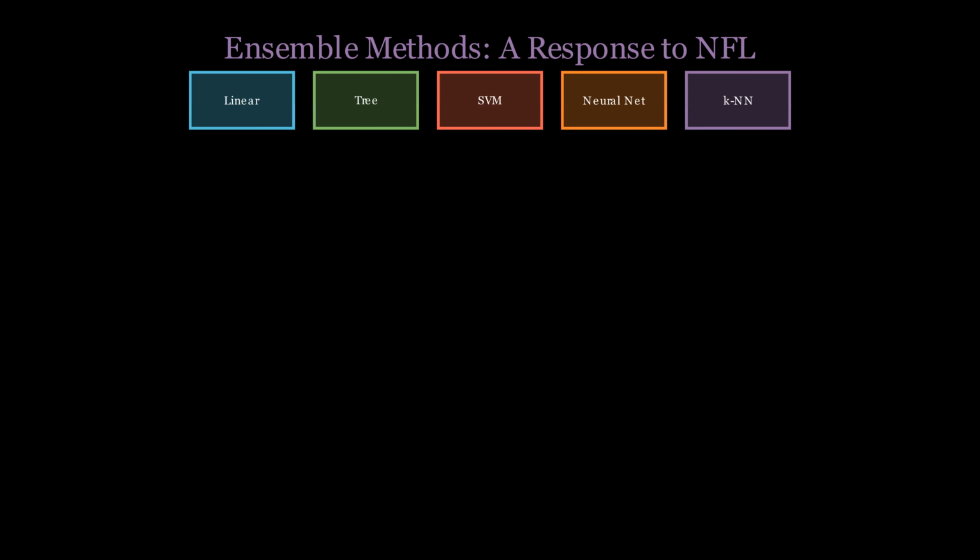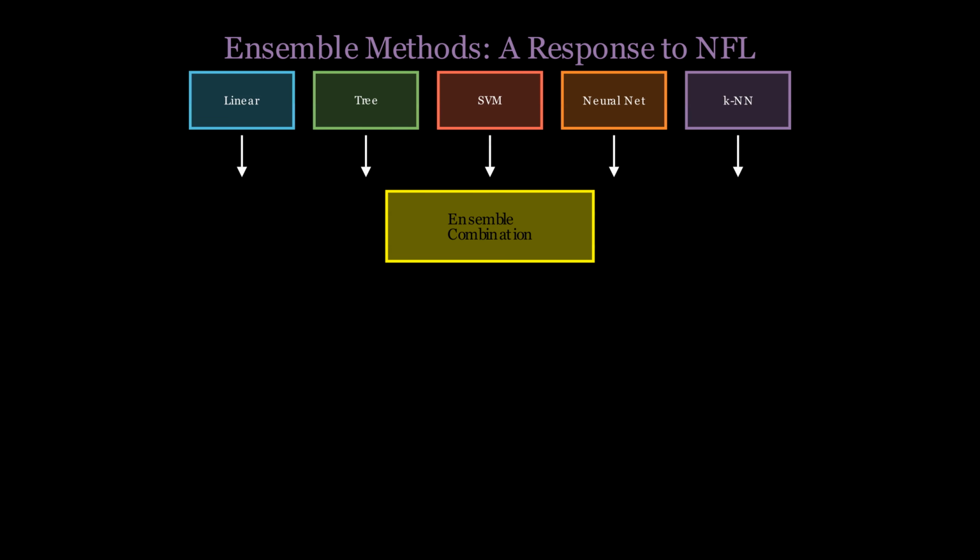Here's how ensemble methods work. Individual algorithms each make predictions based on their own assumptions and strengths. The ensemble combines these predictions using voting, averaging, or more sophisticated methods. The result is a robust prediction that leverages the strengths of multiple approaches while mitigating individual weaknesses.